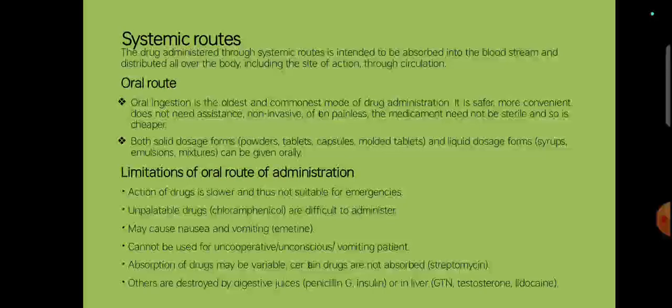Limitations of oral route of administration: action of the drug is slower and thus not suitable for emergencies. Unpalatable drugs, for example chloramphenicol, are difficult to administer and may cause nausea and vomiting. Oral route cannot be used for uncooperative, unconscious, vomiting patients. Absorption of drugs may be variable. Certain drugs are not absorbed. Others are destroyed by digestive juices, for example penicillin G, insulin, or in the liver.